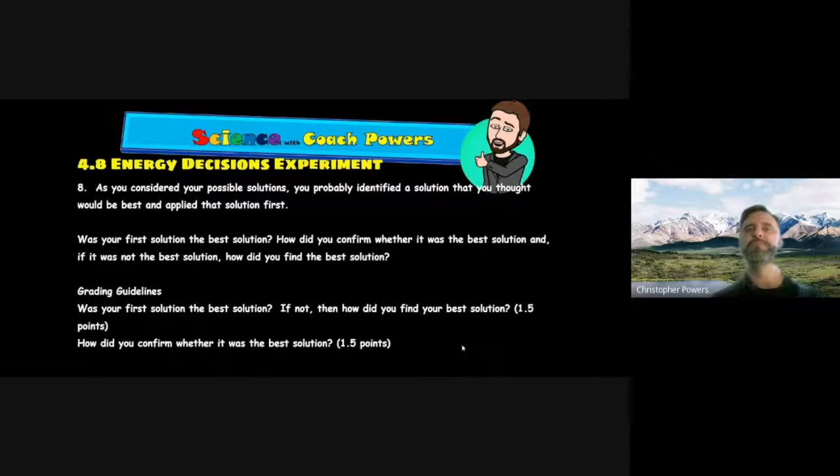All right. So, 8. As you considered your possible solutions, you probably identified a solution that you thought would be the best and applied that solution first. But you have to go back and say, nah, it didn't work out. Hopefully you get that opportunity. Was your first solution the best? How did you confirm? How did you find the best solution if it was not?